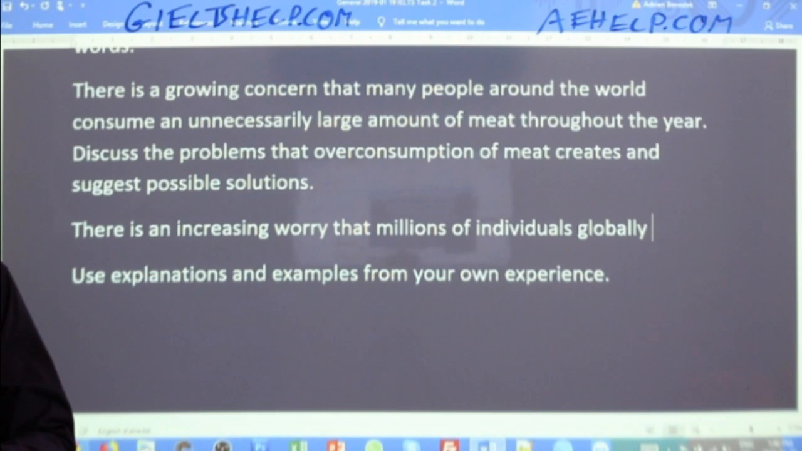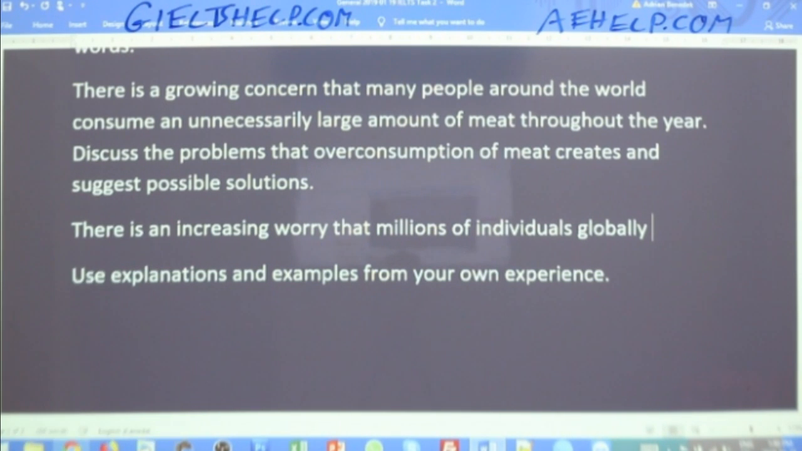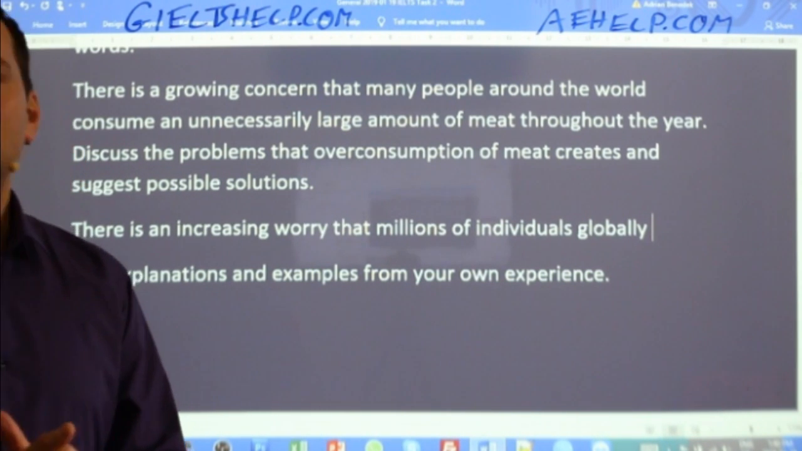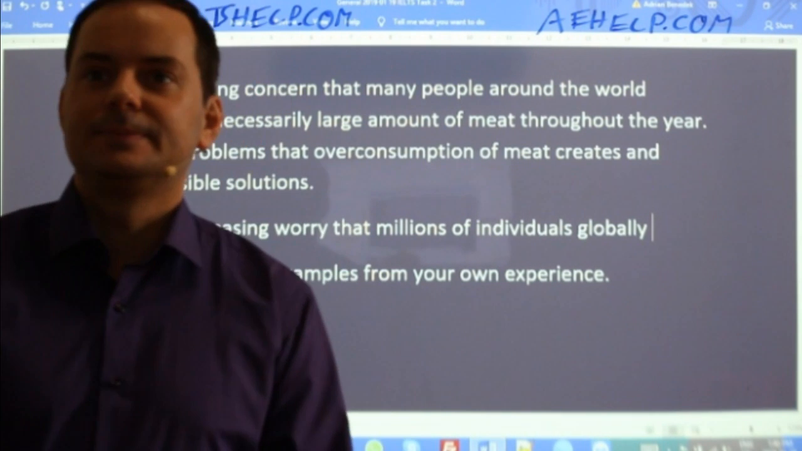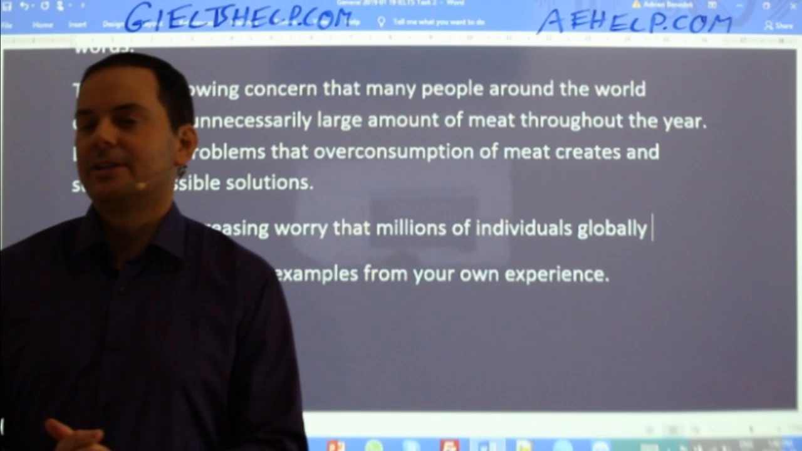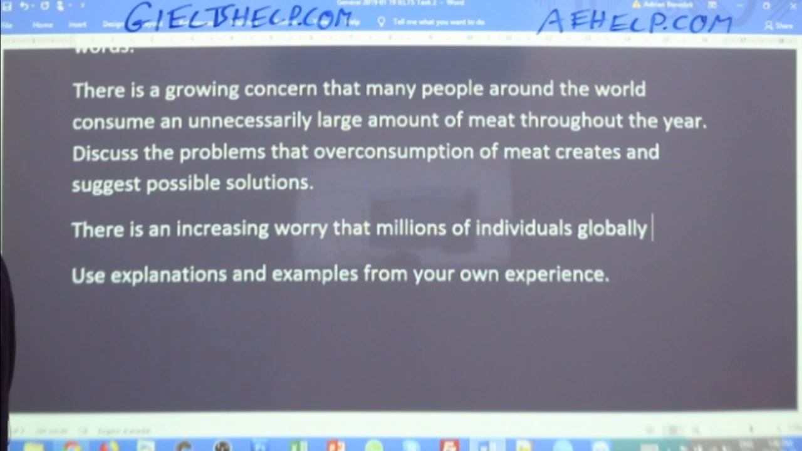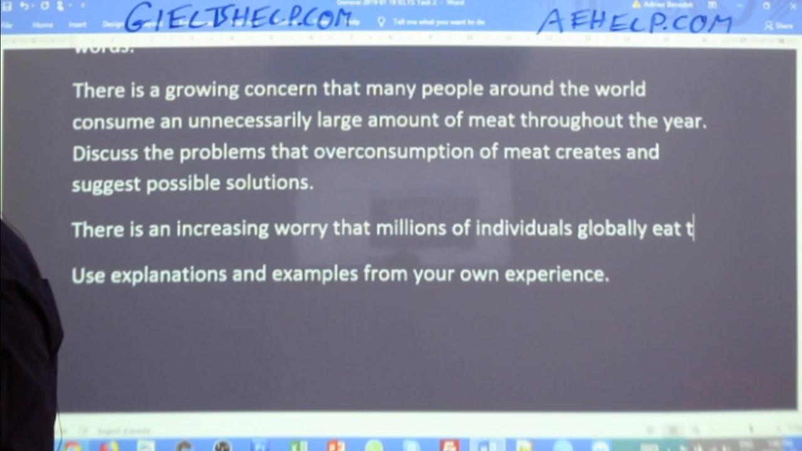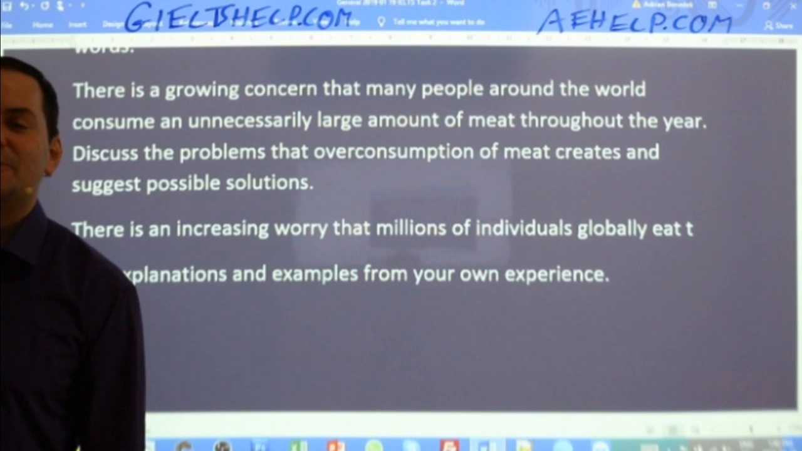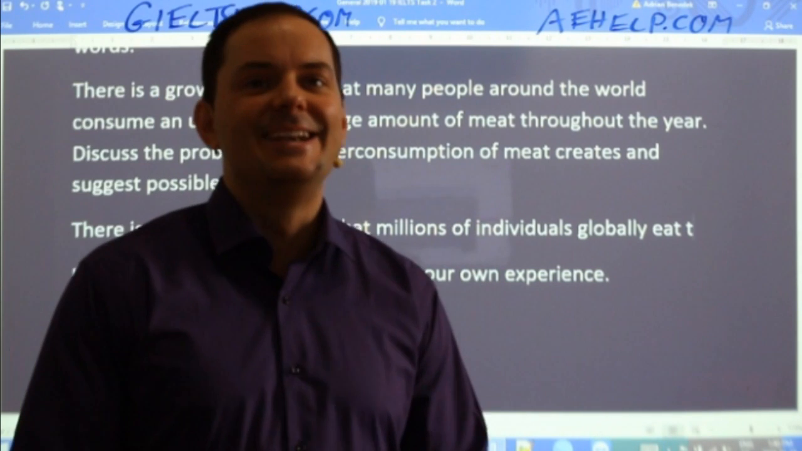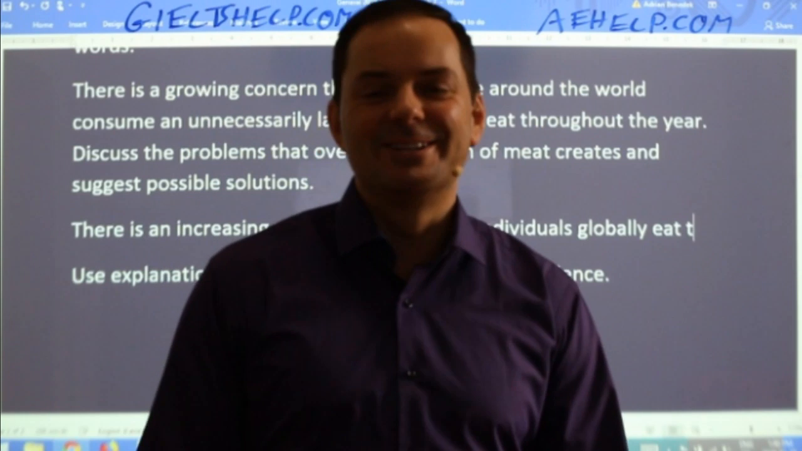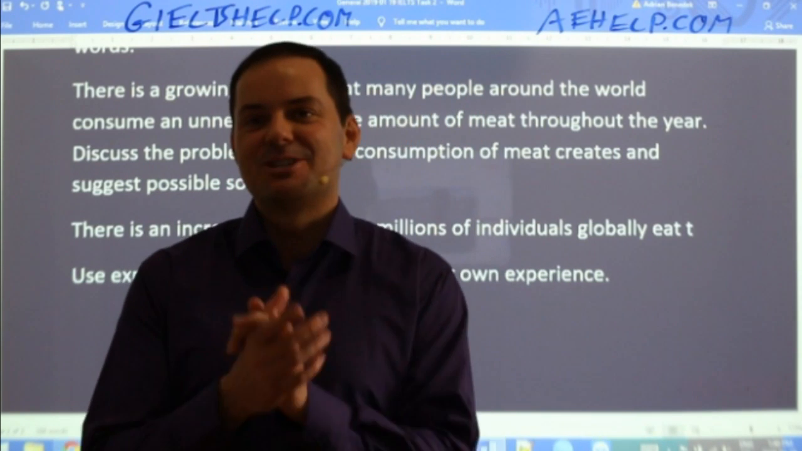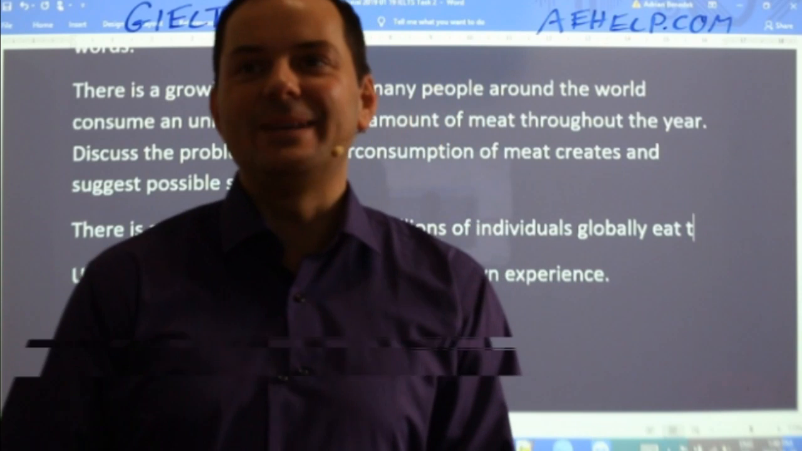So let's keep going here. Consume an unnecessarily large amount. Let's keep paraphrasing. Use your language. It's very good practice. Consume, keep it simple. Eat, that's right. So eat. Unnecessarily large amount, a very simple way. Try to think of a very simple way to say unnecessarily large amount. It is a complicated way to say something much more simple. Munzir, consume, eat, very good.